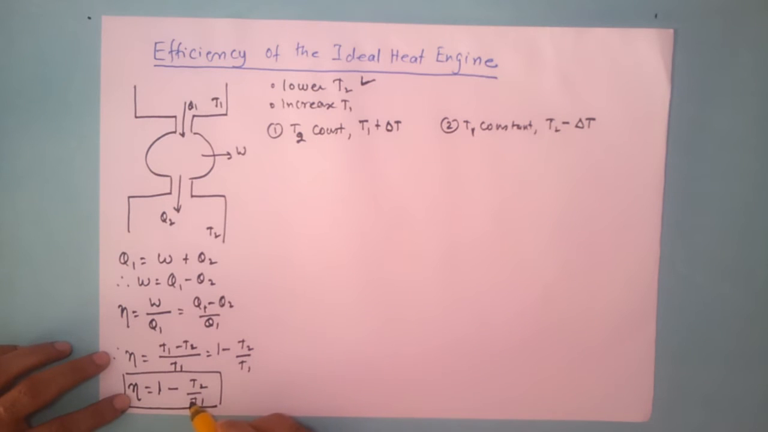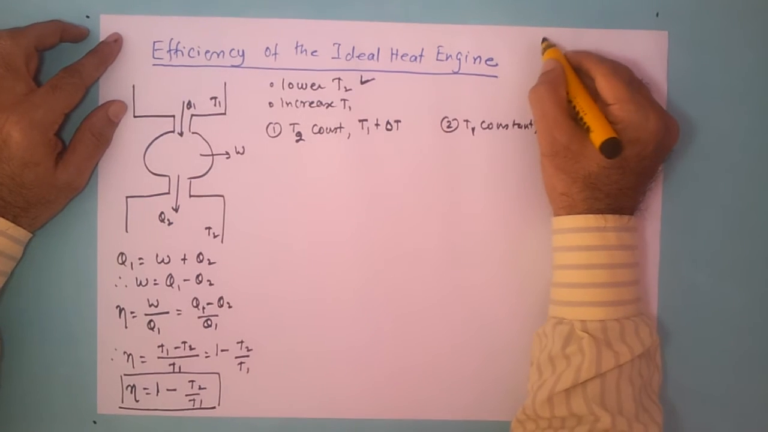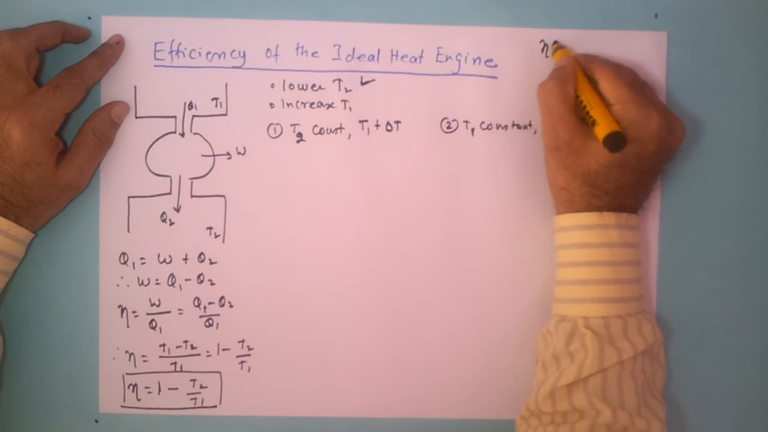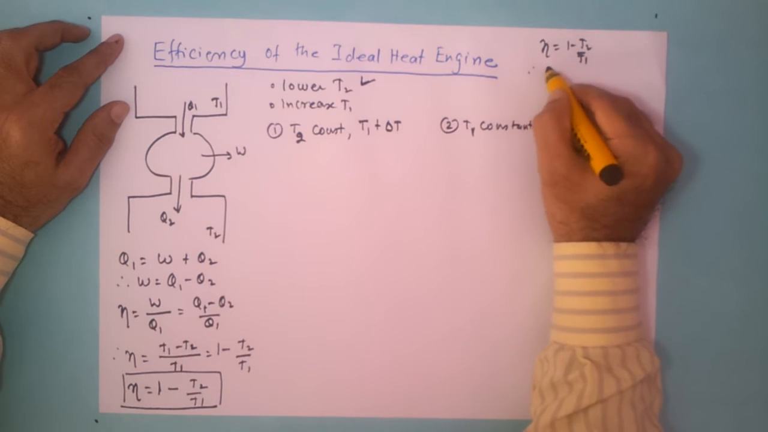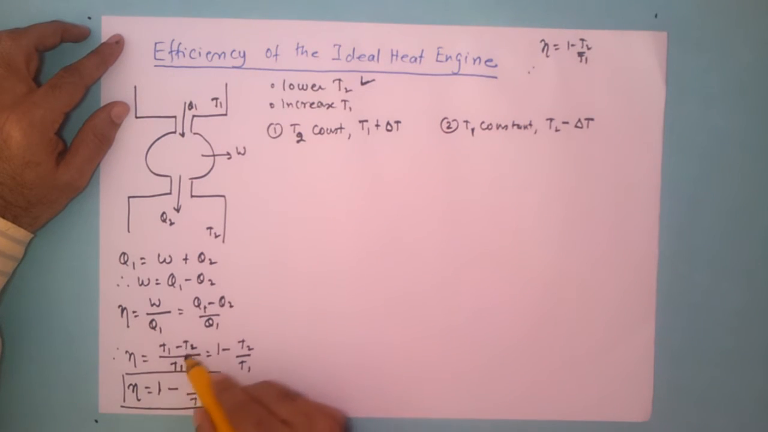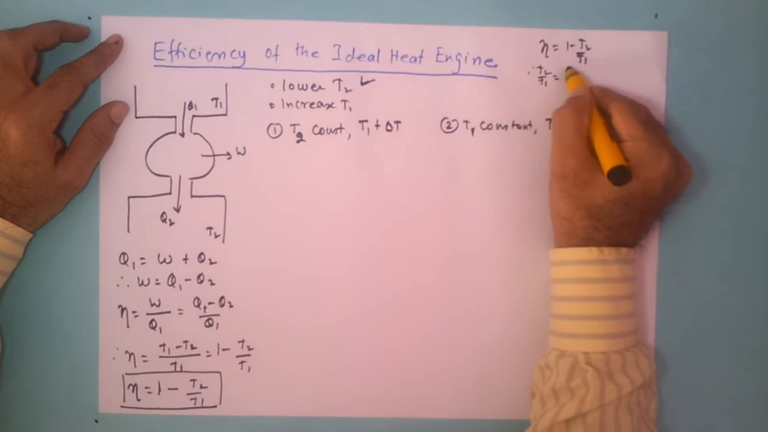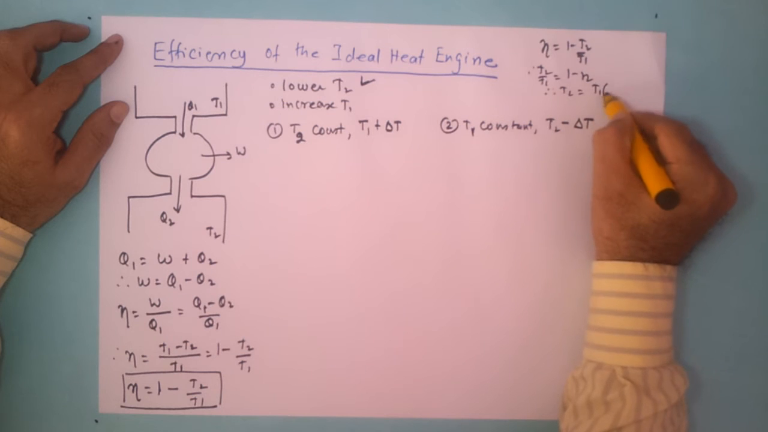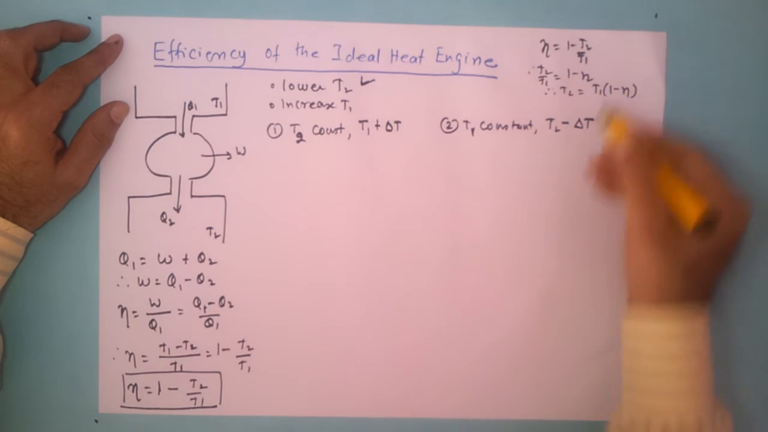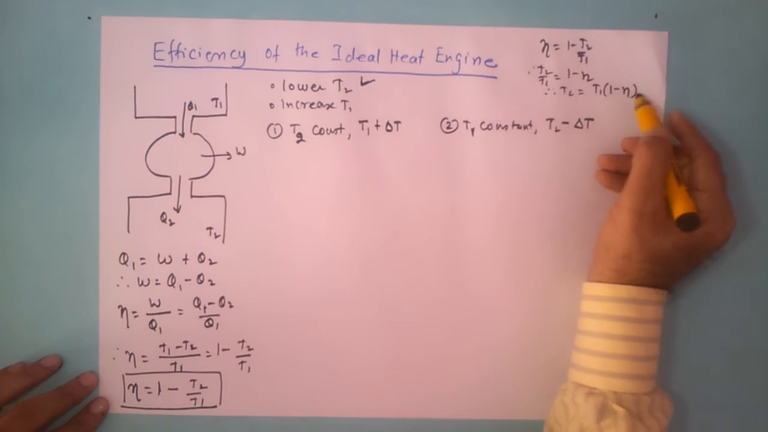We know eta is equal to 1 minus T2 upon T1. So from this, I'll just write eta is equal to 1 minus T2 upon T1. Therefore, if I look at this equation, eta is 1 minus T2 upon T1, then T2 upon T1 is equal to 1 minus eta, and therefore I can write T2 is equal to T1 into 1 minus eta. I've done this because I'll be using this equation when I do these mathematical calculations. So T2 is equal to T1 into 1 minus eta.